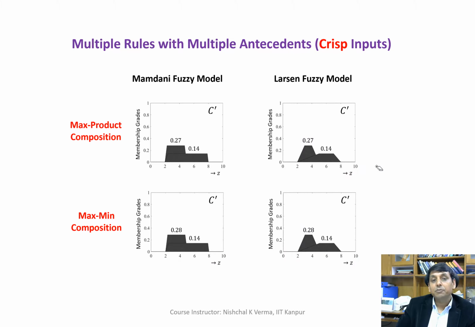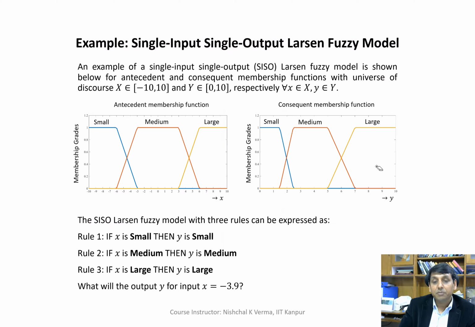And similarly, since the fuzzy values are different, the corresponding crisp values are also going to be different. So we see that we have the fuzzy outputs as the result of the Larsen fuzzy model with crisp input and max product composition, and then the same for max-min composition, and we see that the fuzzy outputs are different. Accordingly we can say that the crisp values are also going to be different.